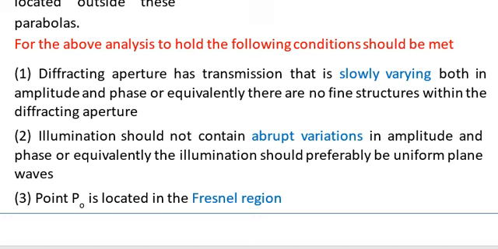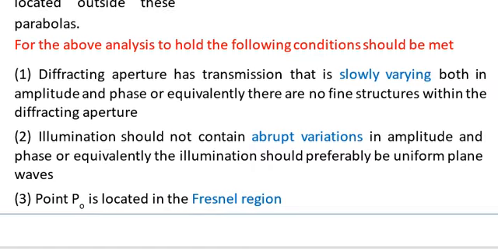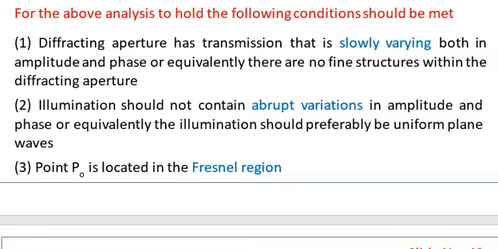For the above analysis to hold, the following conditions should be met. Number 1, the diffracting aperture has a transmission that is slowly varying both in amplitude and phase, or equivalently, there are no fine structures within the diffracting aperture. So for the figure we have shown, condition 1 must be satisfied. Condition 2 is that the illumination should not contain abrupt variations in amplitude and phase, or equivalently, the illumination should preferably be smooth plane waves. The third condition is that the point of observation, the point P0, is located in the Fresnel region.